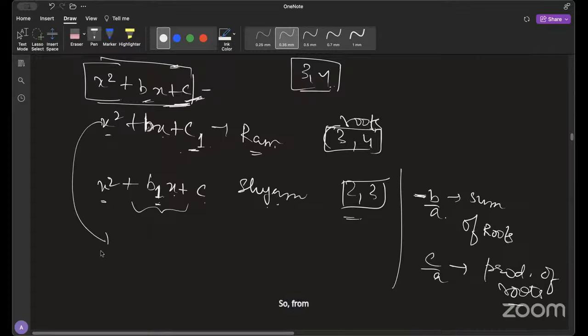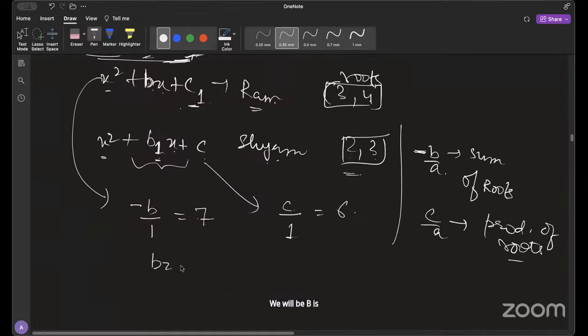So from here, you do minus b by a. So minus b by a is minus b, and a is given to be 1. So it's minus b by 1. And this should be the sum of roots. The sum of roots is 7. From here, you get this thing. And from here, you do c by a. So c by a is c by 1. And this is given to be 6. This is the product of roots. So it should be 6. Your b is minus 7, and your c is 6 for the correct equation.